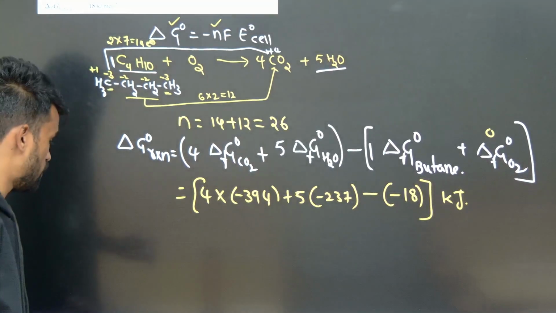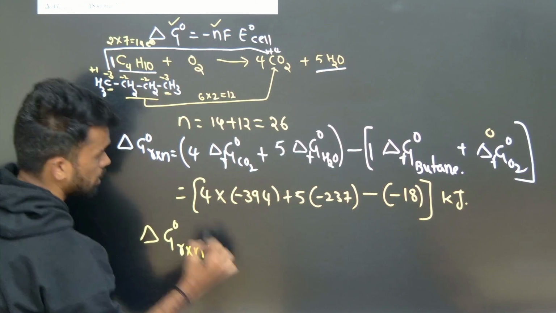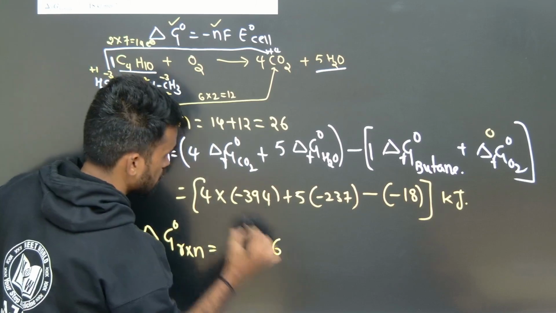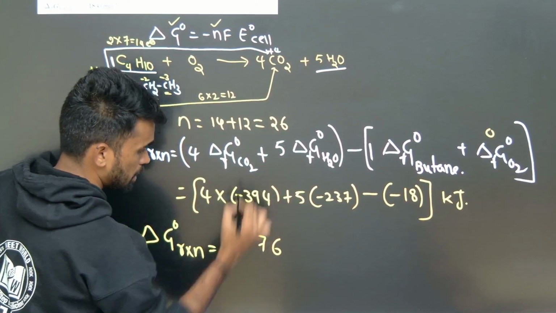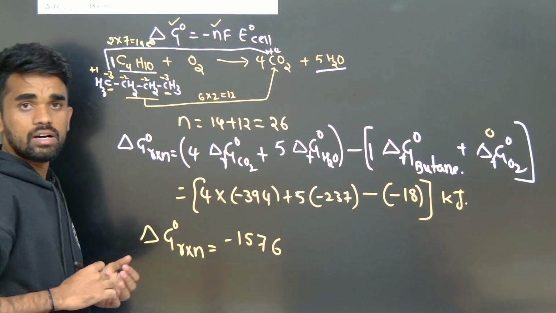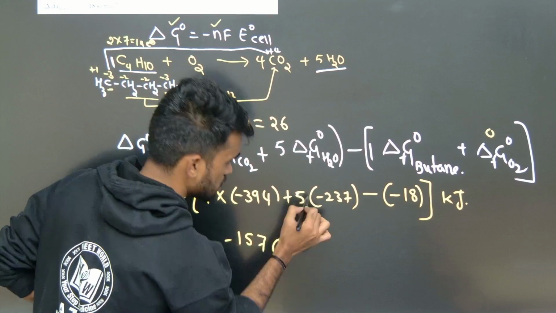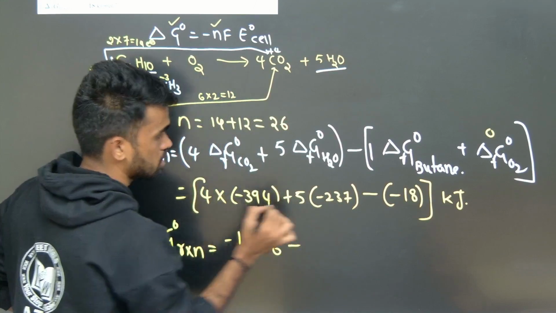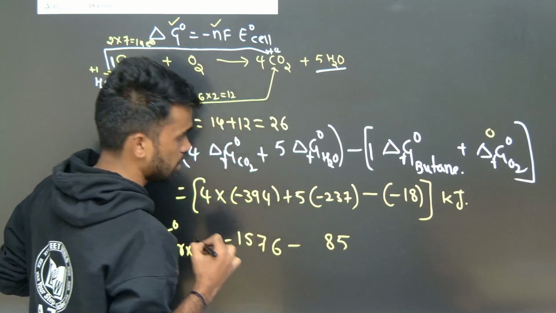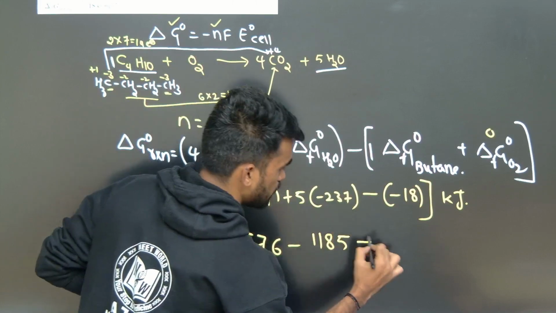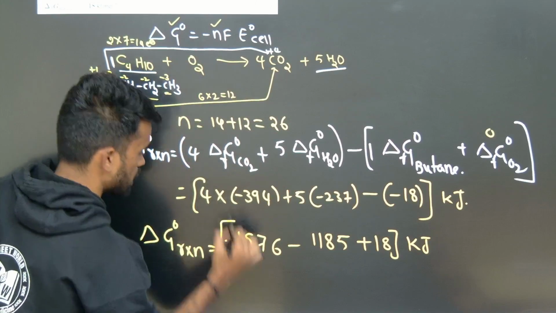So, now finally what are we going to get? Delta G naught of reaction will be how much? 16, 36 plus 17, 37, 3 remaining 12 plus 3, 15. So, minus 1576, and this one is plus, not minus. Here minus is there, that is why minus. So, 735, 315, 18 we have, and we can write plus 18. So, kilojoules. Okay, we can write like this.